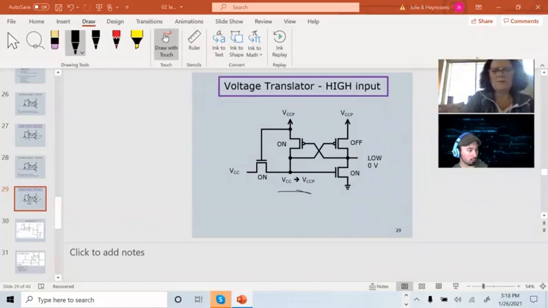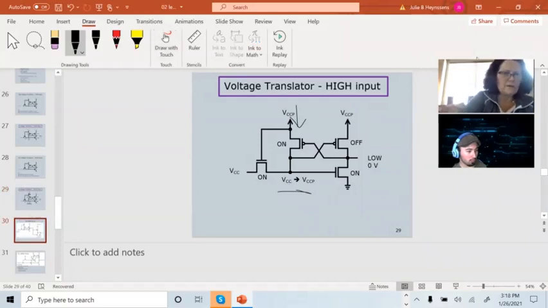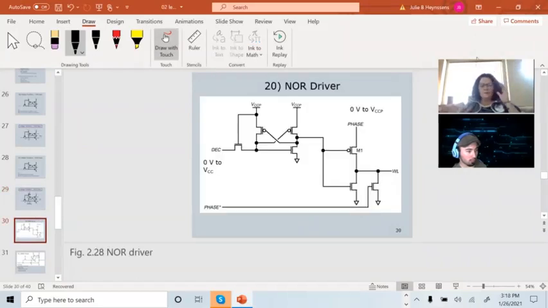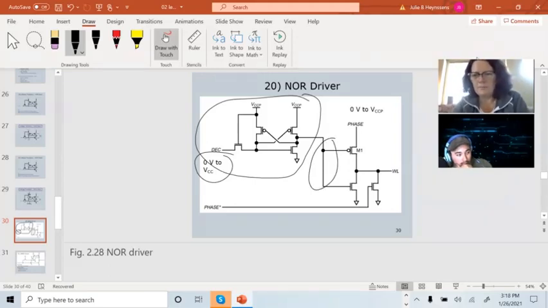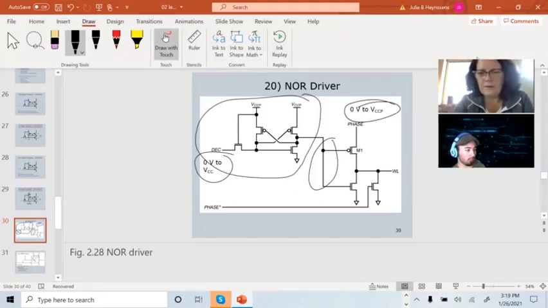So we went through there, and this node X initially starts at VCC, but it will get pulled up to VCCP through that transistor. We can use this same circuit as what they call a NOR driver. This is basically the driver that drives DEC, which is going from 0 to VCCP, VCC to VCCP for the input of that buffer inverter. My phase voltage is going to go 0 to VCCP, and my word line is going to go 0 to.